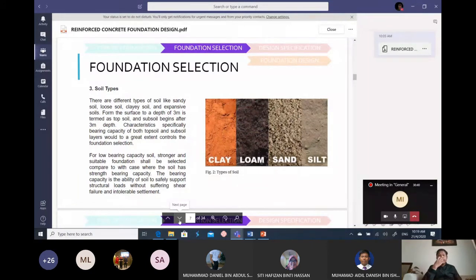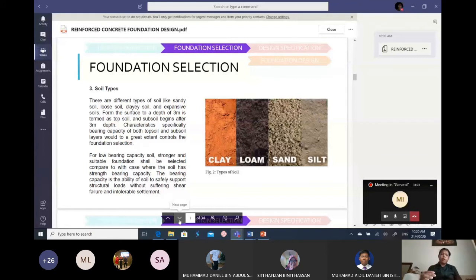Okay, next, the foundation selection is based on the soil type. Each country or each continent has its own soil type, or each area. So you have to study the soil profile at that area based on soil investigation. There are different types of soil like sandy soil, loose soil, clay soil, and expansive soil. From the surface to a depth of 3 meters is termed topsoil, and the subsoil begins after 3 meter depth. So you have to study each layer, what is the most dominant soil at that area.